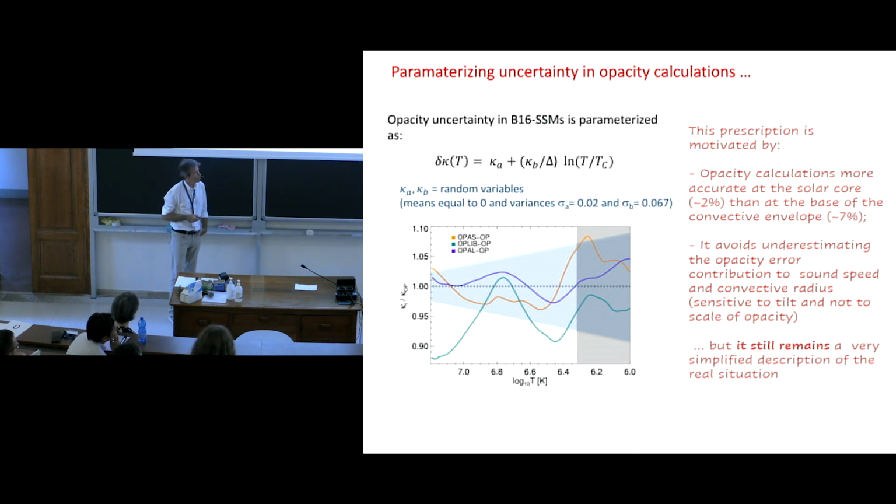Here, for example, superimposed on this band, I show the fractional difference between different opacity tables along the solar profile, and you see that there is a complicated structure, so the reality may be much different with respect to this, okay?